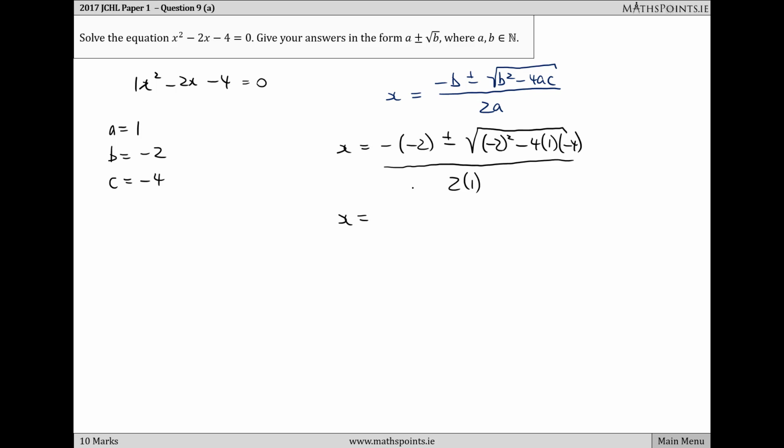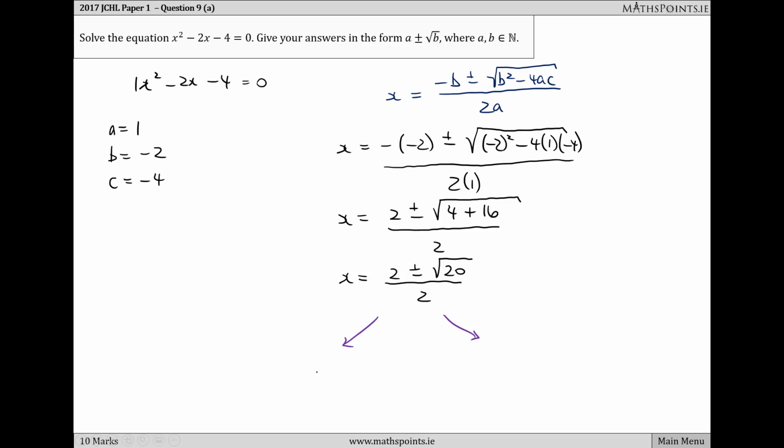Working down further, we get x is equal to minus minus 2 is plus 2, plus or minus the square root of minus 2 squared is 4, and then minus 4 by 1 by minus 4 is plus 16, all over 2. Then we'll tidy it up one further stage to give us 2 plus or minus the square root of 4 plus 16 is 20, over 2. Ordinarily in this kind of sum we would now split it into two solutions, and get the calculator to see what these decimal solutions would look like, and then go and answer it the way they wanted, which was in the form a plus or minus root b.